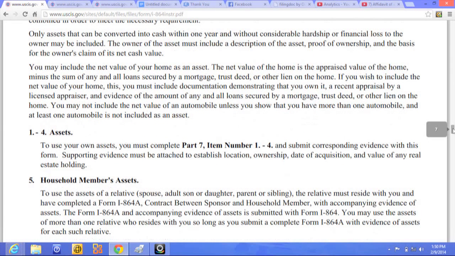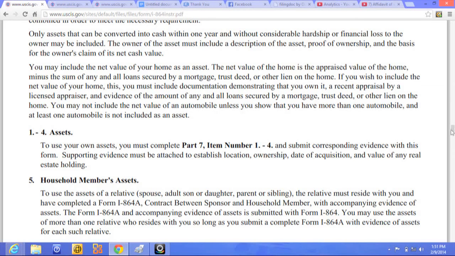Another asset that you may use is your car, but if you have only one car, you cannot use it. At least you have to have like two cars. Okay, you may include the net cash value of an automobile unless you show that you have more than one automobile, and at least one automobile is not included as an asset. So if you have only one automobile, you cannot. You have to have two cars, and the second can be used as an asset.